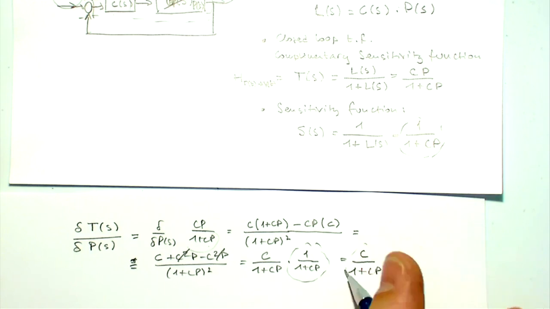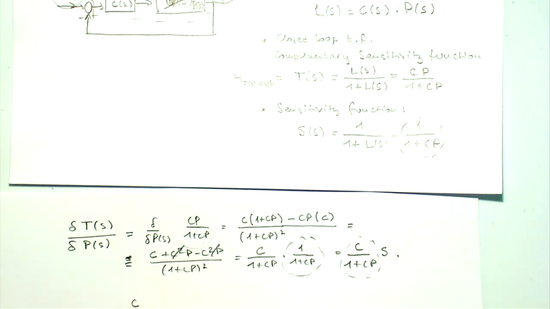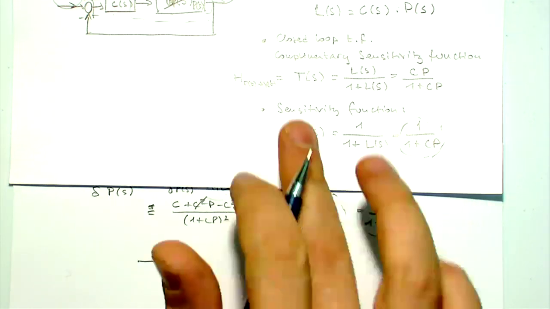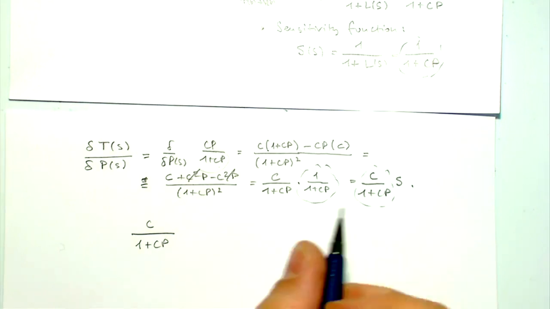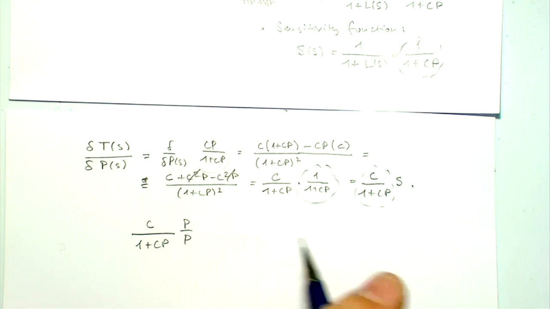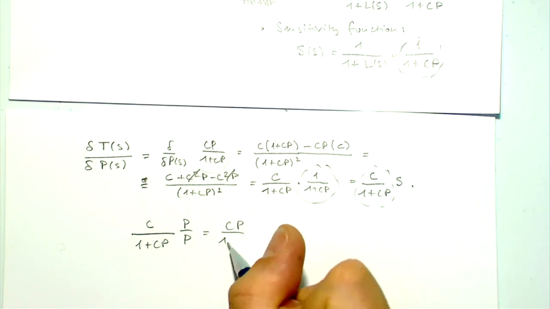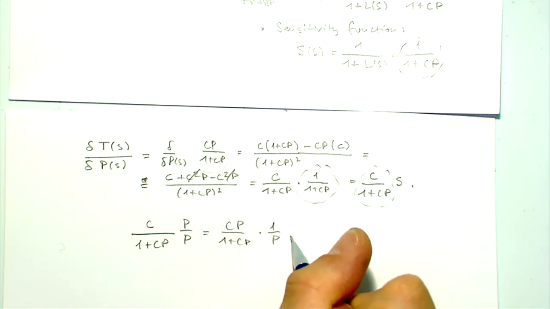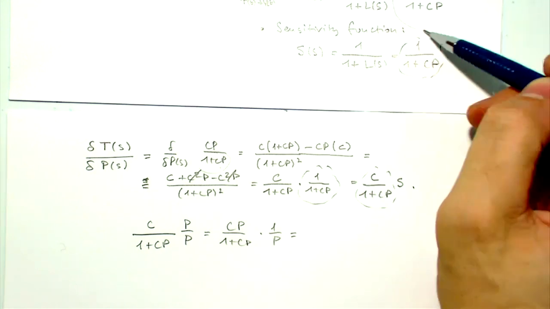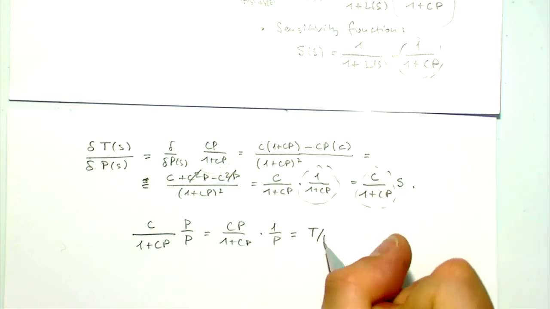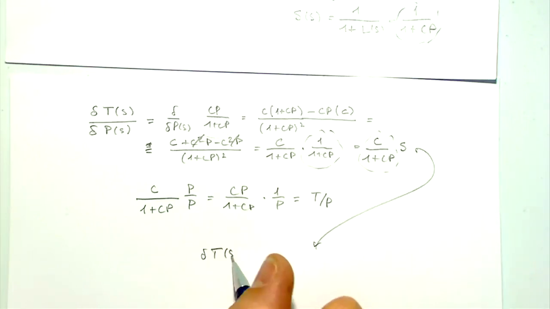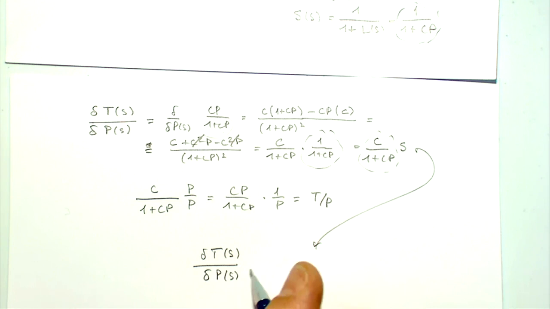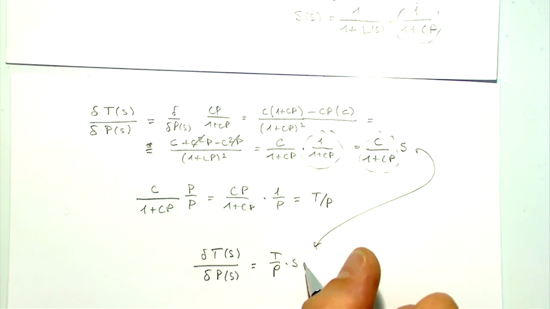And if we look a little bit better at this term, we can see that C over 1 plus CP, we can just multiply and divide by the same quantity, and we get CP over 1 plus CP times 1 over P, which is a complicated way of saying the complementary transfer function over P. So this here becomes the variation of the closed-loop transfer function over the variation of the system becomes T over P times the sensitivity function.